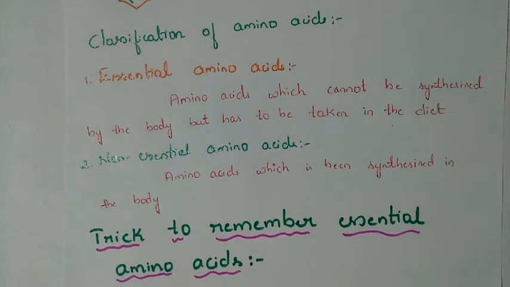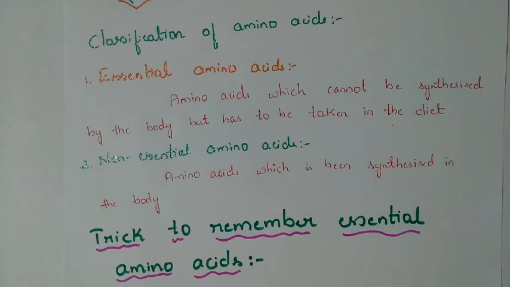Good morning to all. In our last class, we discussed essential amino acids and non-essential amino acids. We have discussed the definition. Essential amino acids cannot be synthesized by the body but have to be taken in the diet. Non-essential amino acids are the ones which are synthesized in the body, so there is no need to consume them in the diet. Those are called non-essential amino acids.